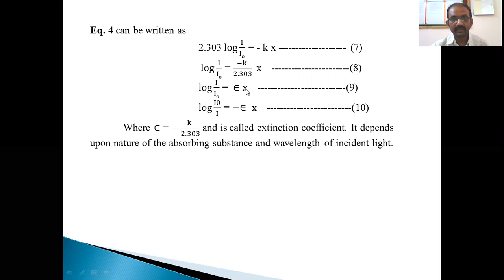Therefore log I upon I0 is equal to epsilon x.